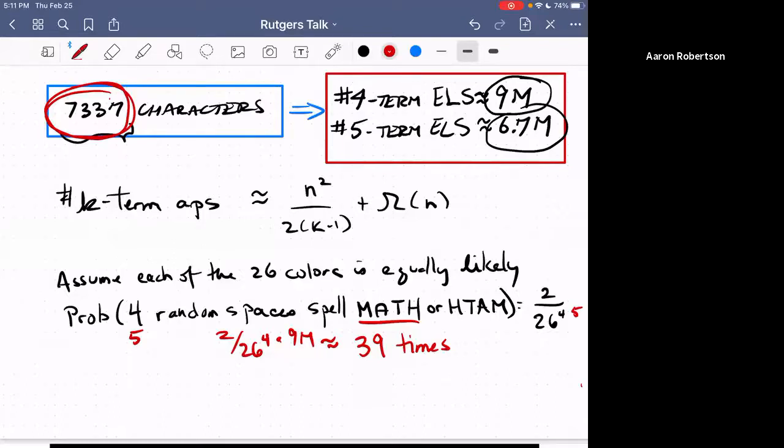If I wanted to look at 5 letters, let's say our favorite 5-letter word, then we've got 2 out of 26 to the 5th and about 6.7 million. And that is slightly over 1. So we would expect to see Doron's name in there as well.